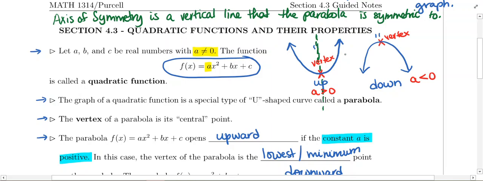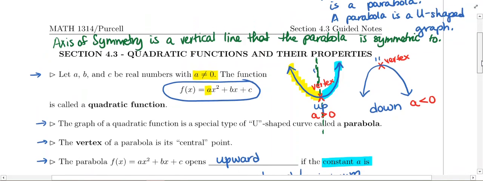And what happens here, it divides your parabola in half. If you folded the sheet of paper along the green dotted line, the yellow side of the parabola would lie on top of the blue side. It's dividing your parabola up in half. That is what the axis of symmetry is. It is a vertical line, and I'll get more specific here, through the vertex that the parabola is symmetric to.